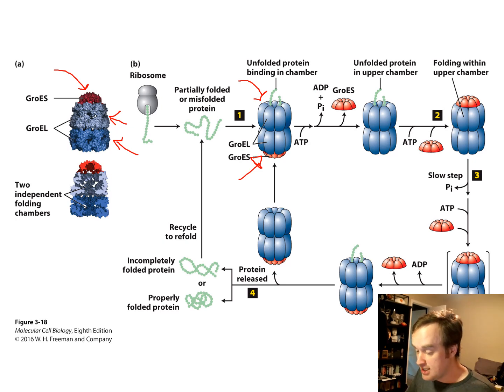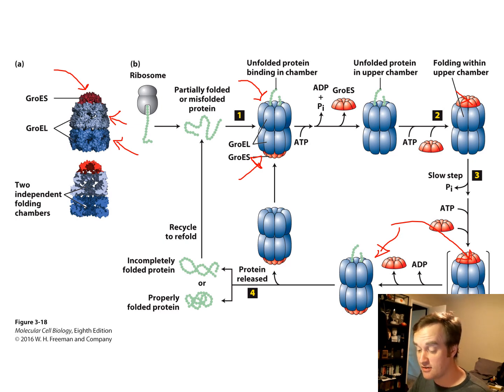In step 3, the polypeptides remain encased in the chamber, which is capped by the lid, where it can undergo folding until the hydrolysis, which is the slowest step in the cycle, induces binding of ATP and a different GroES on the other ring. So it will move the lid. The lid at this stage gets moved to the bottom.